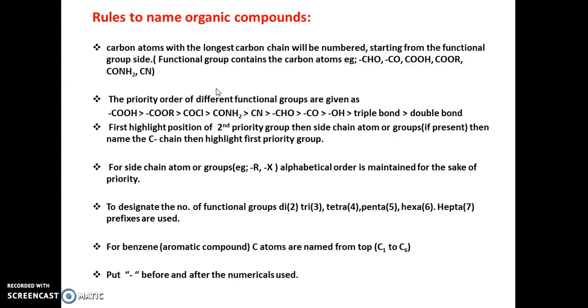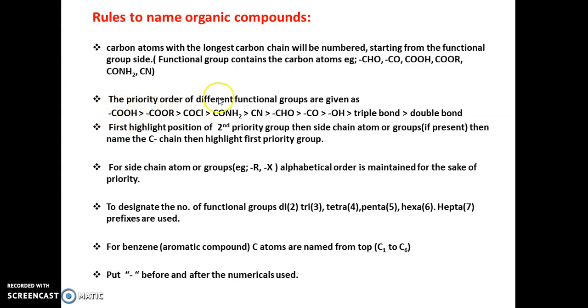Suppose there are two functional groups, COOH and COOR, present in a compound. You have to start the numbering of the carbon atoms from the side which contains the COOH. If COOH is present on the left side, then you have to start the numbering from the left side, and if it is present on the right side, then you have to start the numbering from the right side.